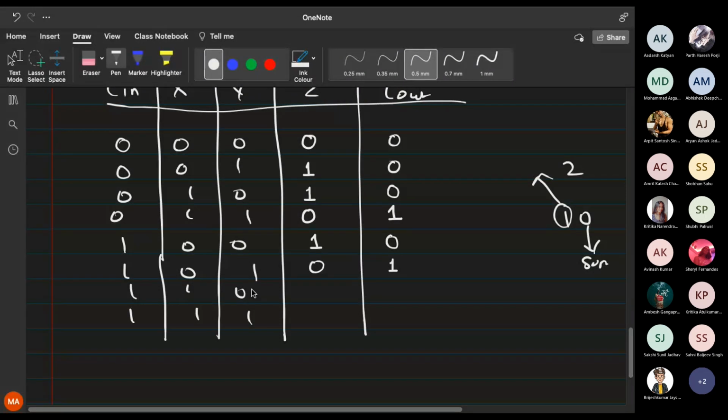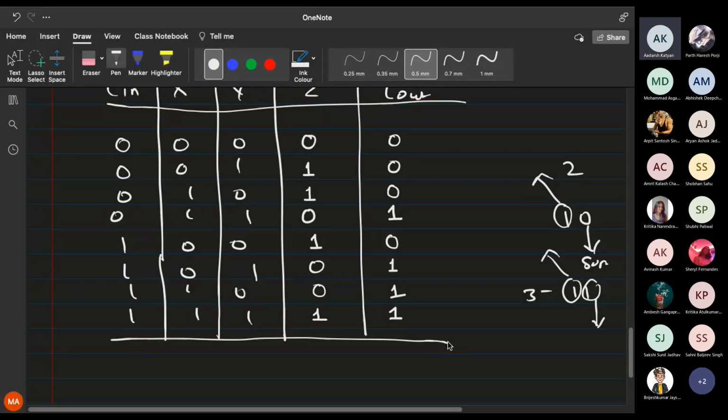2 plus 0 is 2. So your sum is 0 and the carry is 1. 1 plus 1 is 2. 2 plus 1 is 3. 3 in binary is written down as 1 1. So 1 will go into sum and this 1 will go into carry. Correct? So what is sum? 1. And what is carry? 1. Got this?